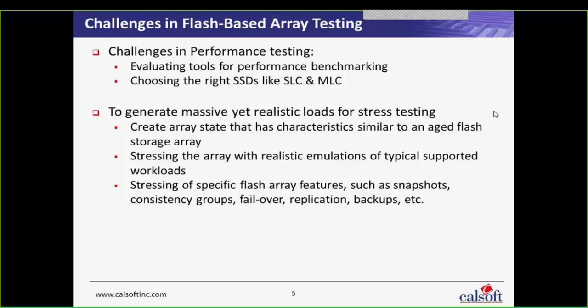The third state that we need to go through is a steady state. So basically, performance levels settle down to a sustainable rate. That's the performance level that we should report as part of our array's performance numbers.